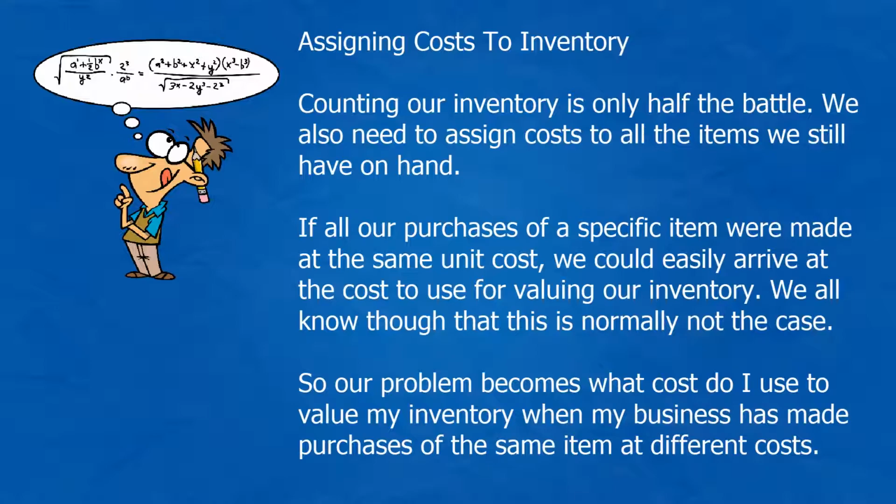Assigning costs to inventory. Counting our inventory is only half the battle. We also need to assign costs to all the items we still have on hand. If all our purchases of a specific item were made at the same unit cost, we could easily arrive at the cost to use for valuing our inventory. We all know, though, that this is normally not the case. So our problem becomes, what cost do I use to value my inventory when my business has made purchases of the same item at different costs?